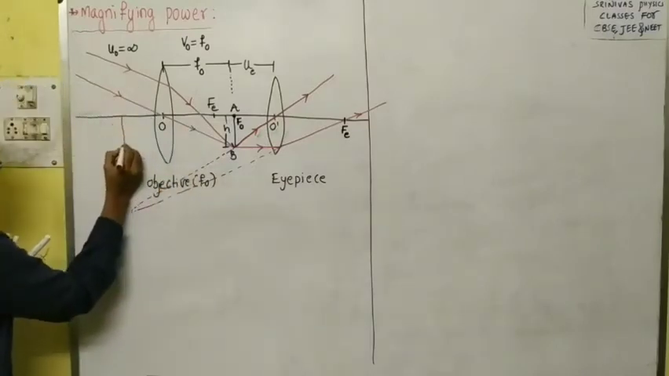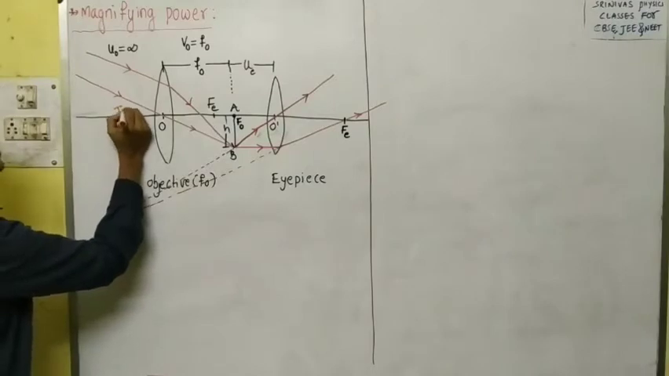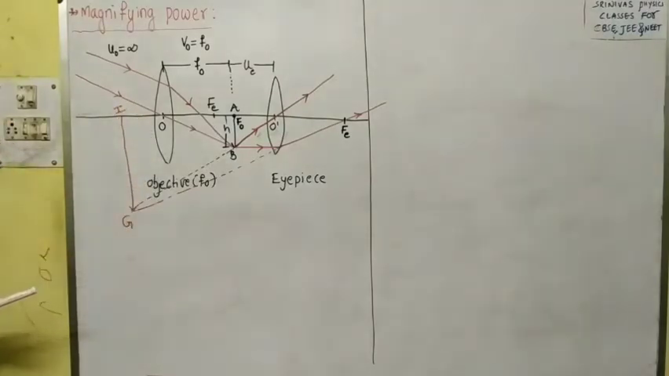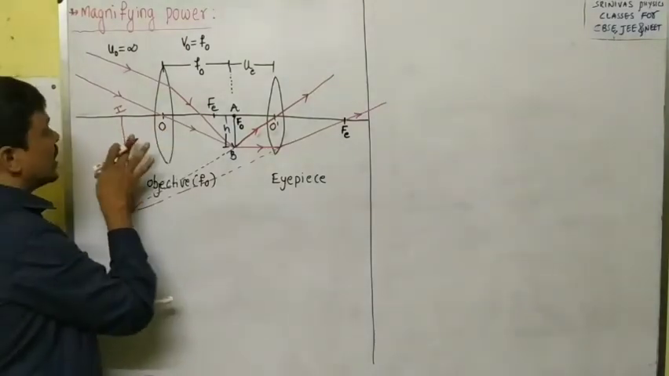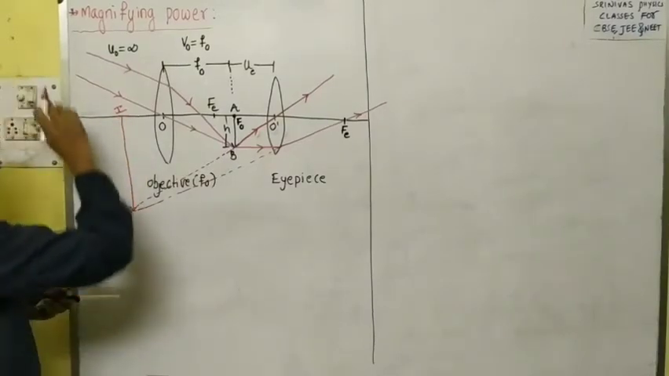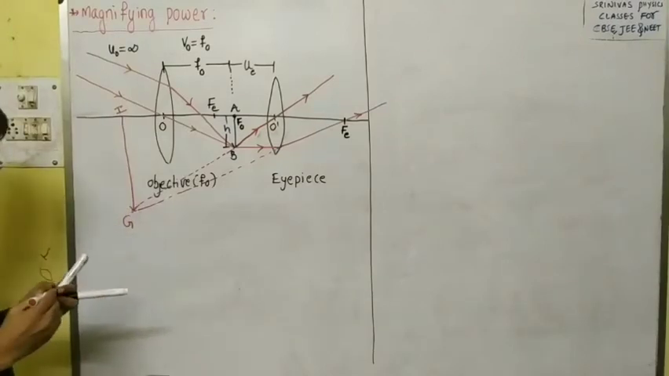This is the final image. The final image is I G. Look here, this is the virtual image, and it is an enlarged and inverted image. The object is above the principal axis, the image is below the principal axis.